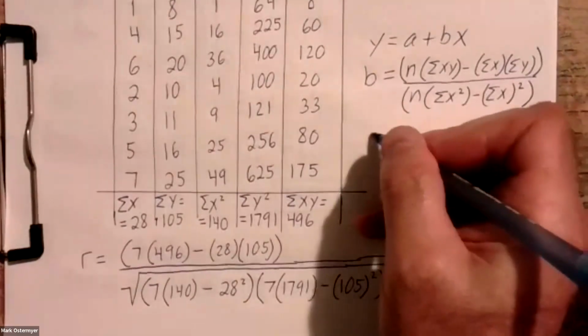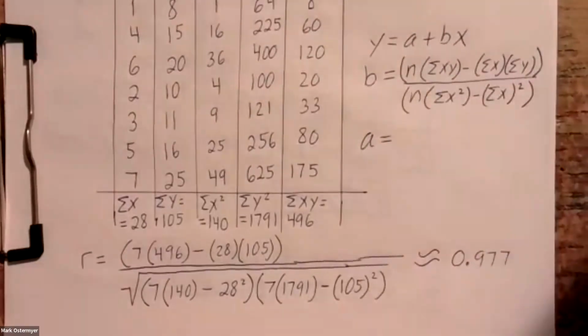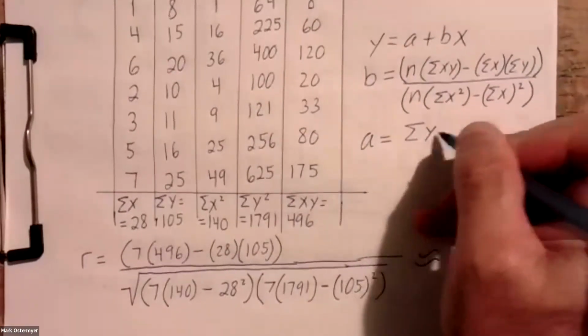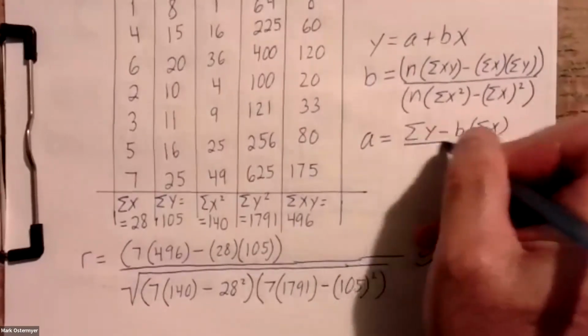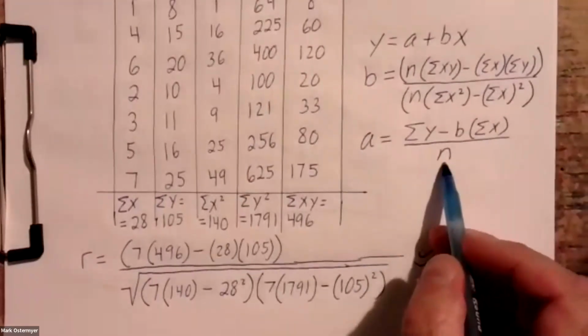And then once you find b, you can find the y-intercept of the linear regression equation by using this formula here. It's the sum of the y values minus b times the sum of the x values, divided by n, where n is the number of ordered pairs you have in your data set.